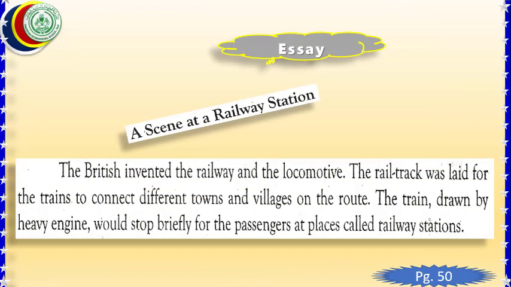Let us start from the essay. The topic is a scene at a railway station. The procedure of writing an essay, especially when you are not familiar with the essay topic, is new. You will generate ideas about the topic, arrange them, means arrange the ideas, arrange the sentences, write a draft, proofread it, and then write the final draft.